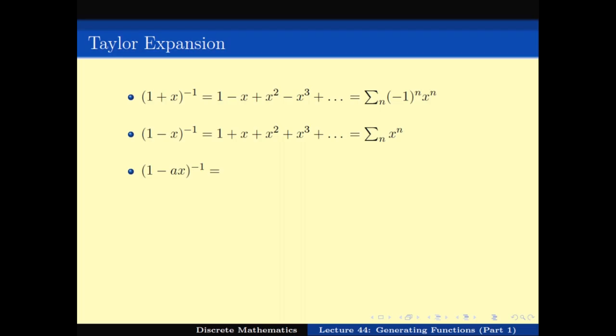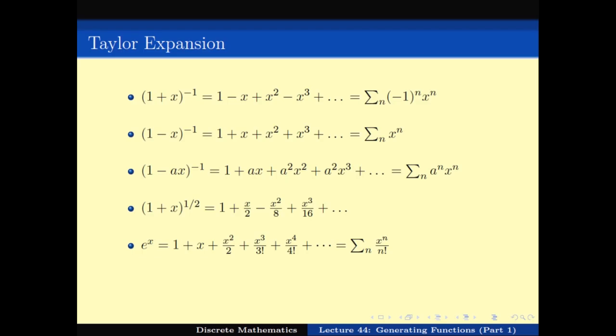From this, we can also get something like this form, 1 over (1 - ax) as 1 plus ax plus a squared x squared plus a cubed x cubed, and so on. We can also have something for (1 + x)^(1/2). And there are also Taylor series for things which are not polynomial, like e^x, which is 1 plus x plus x squared by 2, and so on, which is basically the sum over x^n by n factorial. So these are called the Taylor series expansions for functions which are not necessarily polynomials. So most functions that you have can be written as a polynomial in the Taylor series expansion.